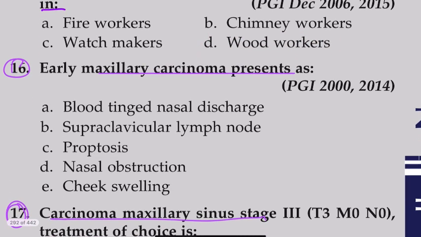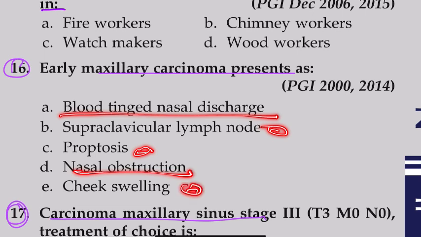Early maxillary carcinoma presents as what? Blood tinged nasal discharge, yes. Supraclavicular lymph node, no. Proptosis, no. Nasal obstruction, okay, nasal obstruction is also the right option. Cheek swelling, no. So it will mimic maxillary sinusitis, like nasal stiffness and blood stained nasal discharge, right? There will also be facial paresthesia or pain, and epiphora.